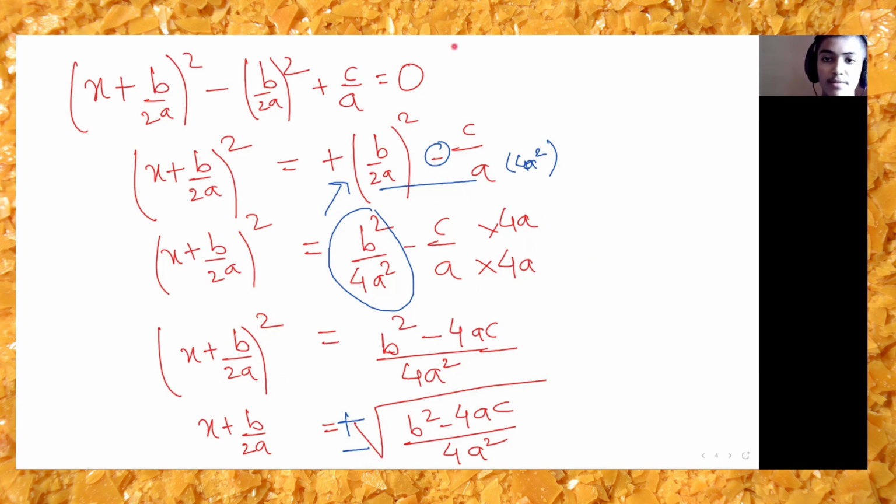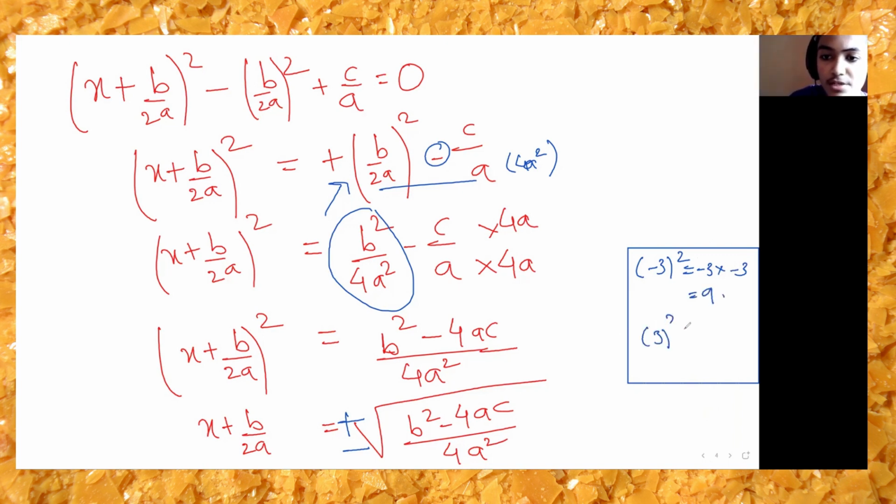See why it will become plus or minus? Many of you may have a question, you will say only plus will come. See, I will show you in this corner. If you see, the square of minus 3, whole square, is also 9. Minus 3 into minus 3 gives 9. And the square of 3 is also 9.